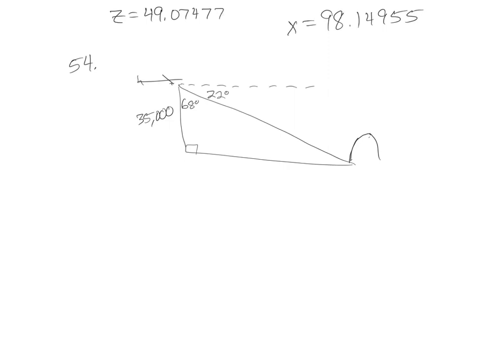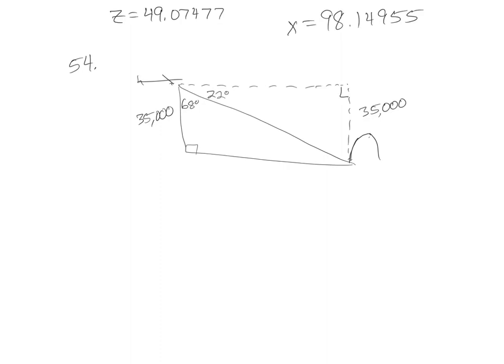You also could do this. Watch the screen. I could make this my right triangle and use that 22 degrees and say this is still 35,000 feet over here. So you decide how you want to draw your triangle. Either one of those would have been fine. Okay?